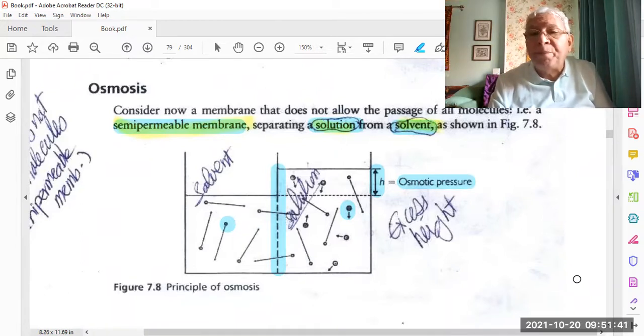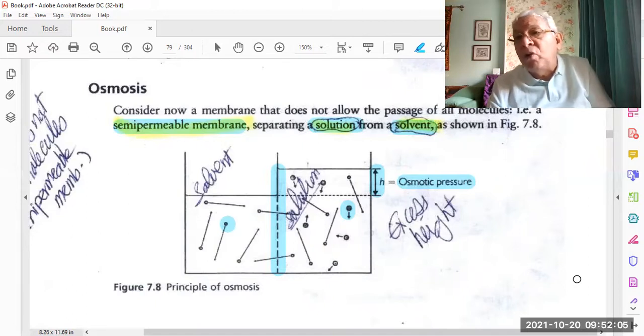As you can see, this is a big compartment divided into two by a semi-permeable membrane. On the left side we put a solvent, and on the right side we put a solution. Solution means a solid and a solvent. According to Fick's principle, the molecules of the solvent go from the left side to the right side according to a fixed law.